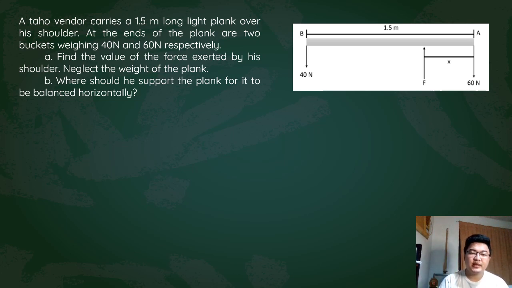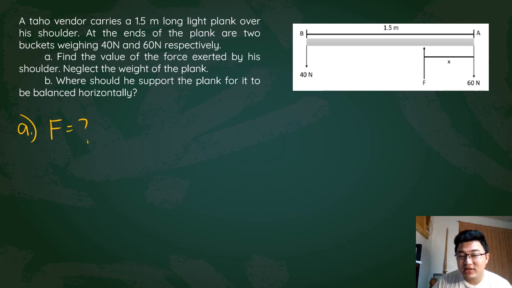So there are two questions. We need to find the value of the force exerted by his shoulder, and where should the taho vendor place his shoulder in between the two buckets in the plank for it to be balanced. So how do we solve for the first question here? We need to solve for the force exerted. Now, what will be the force exerted here?